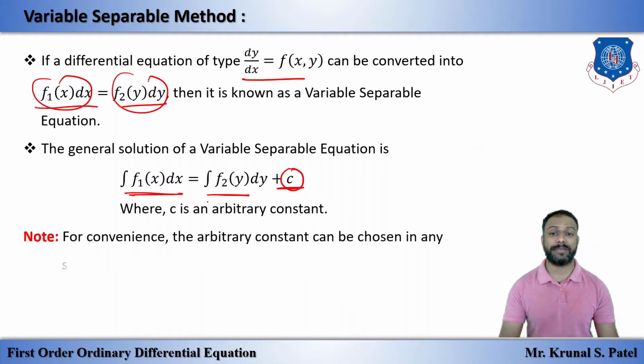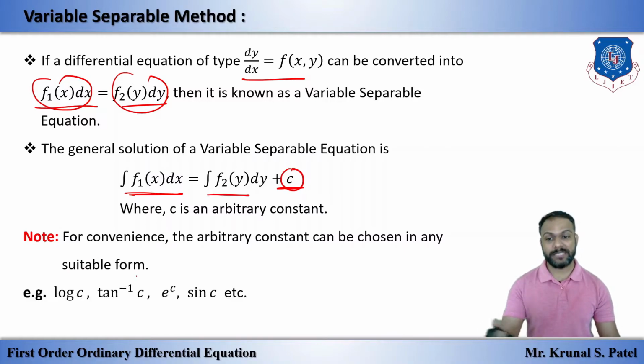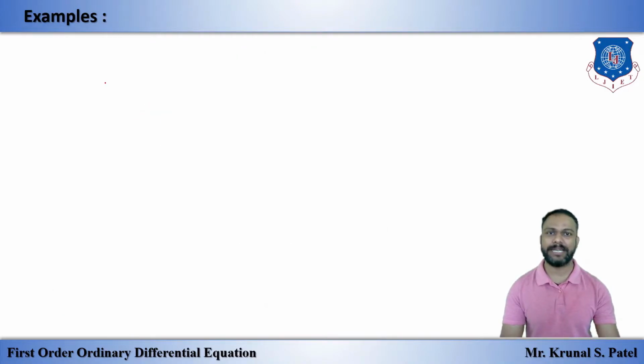Now you can replace this c by log c, or tan inverse c, or e raised to c, or sec c, or any trigonometric function such as tan c. Or you can replace it with c square, c dash, c1, anything which is convenient for your example. So how does this work? Let's have a look at an example so we'll understand better.